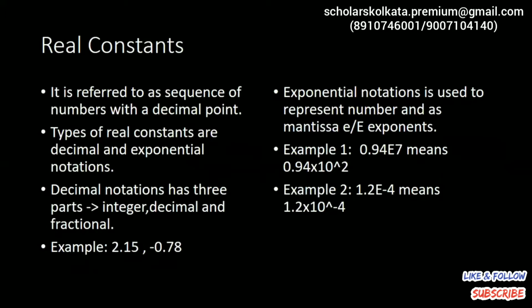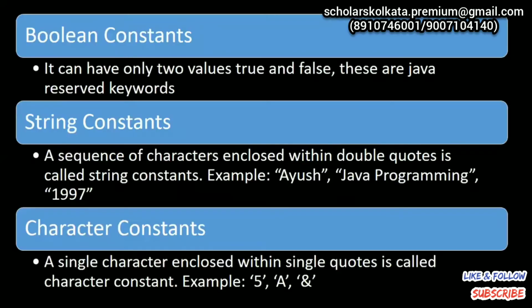Decimal notation has 3 parts: integer, decimal point, and fractional part. Examples: 2.15, minus 0.78. These are decimal notations. The exponential notation is used to represent a number with a mantissa and an exponent. Suppose a value of 0.94 E7. What does it mean? E stands for exponent, to the power. So 0.94 into 10 to the power of 7. Similarly, 1.2 E minus 4 means 1.2 into 10 to the power of minus 4.